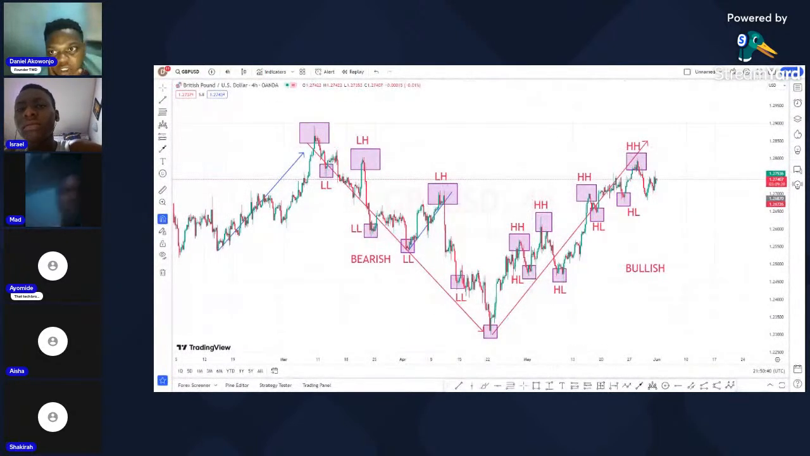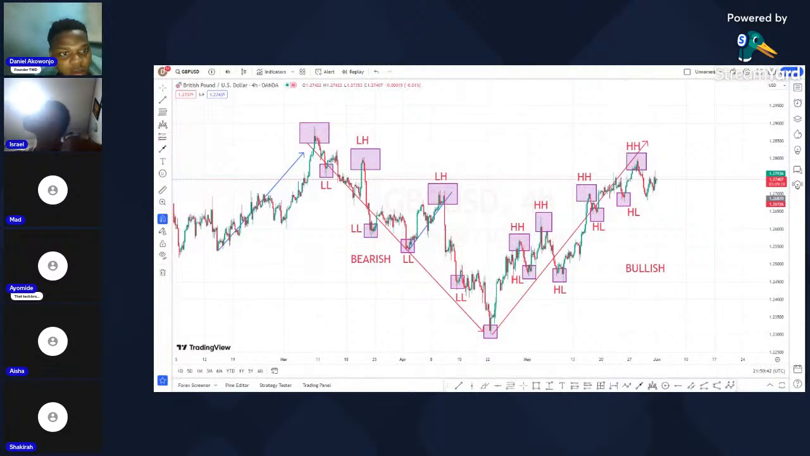So how do you know there's a switch in the market structure? How do you know that price is moving from a bearish movement to a bullish movement? This is where you pay attention to the break of structure, BOS. I've talked about this in previous classes for people who attended. BOS, break of structure, the CHOCH, change of character.